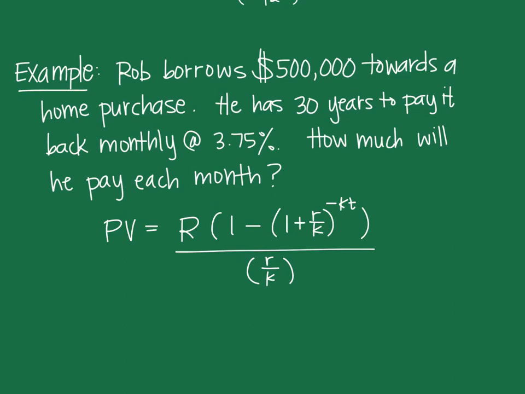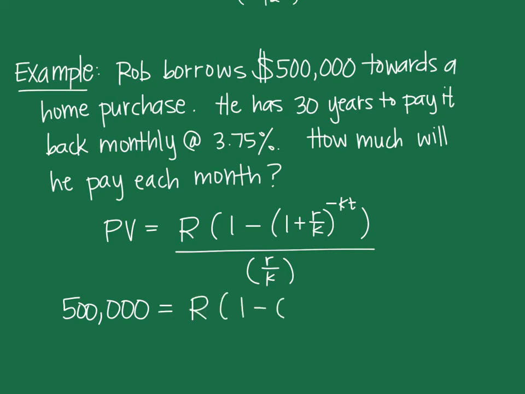I've seen students on their quizzes make the mistake of putting $500,000 in for R. What would that be telling me? That's how much they're paying every month. Okay? Nobody can afford $500,000 every single month. That's ridiculous. Okay? The $500,000 has to go over in the PV side. We don't know what R is. That's what we're trying to figure out.